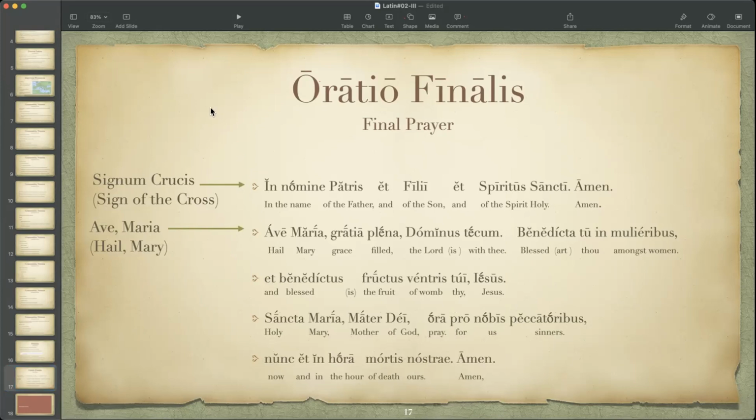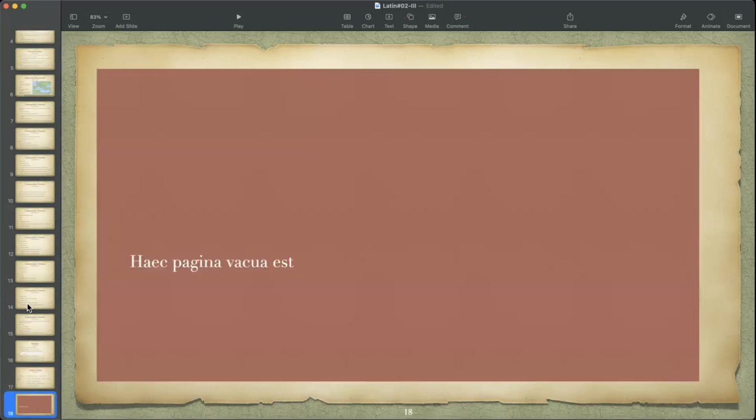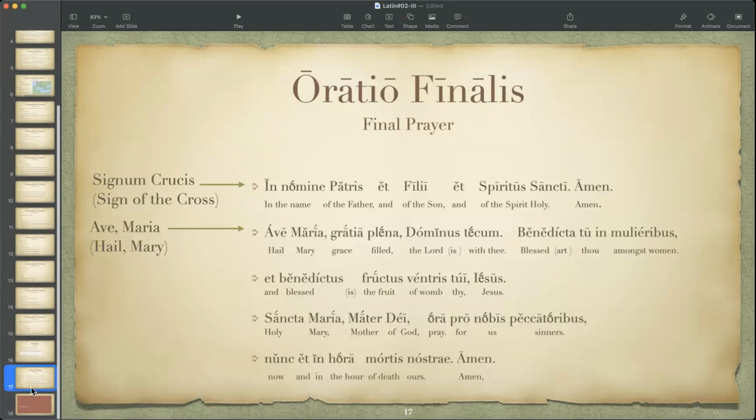In nomine Patris et Filii et Spiritus Sancti. Amen. Ave Maria, gratia plena, Dominus tecum, benedicta tu in mulieribus, et benedictus fructus ventris tui, Iesus. Sancta Maria, Mater Dei, ora pro nobis peccatoribus, nunc et in hora mortis nostrae. Amen.